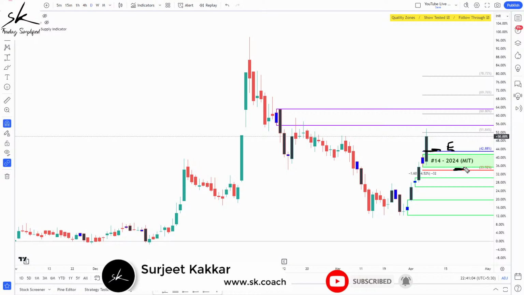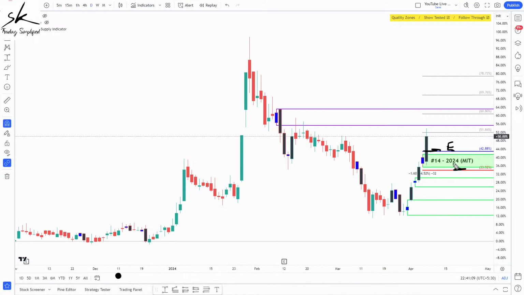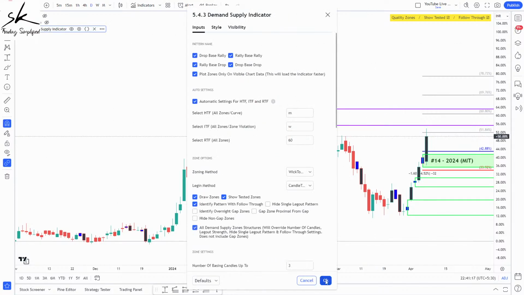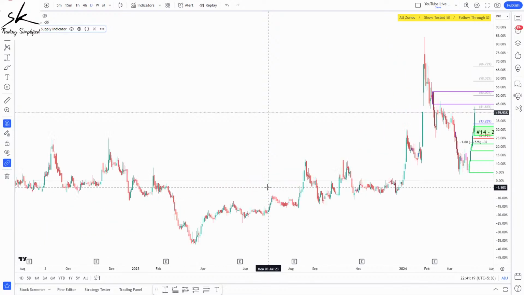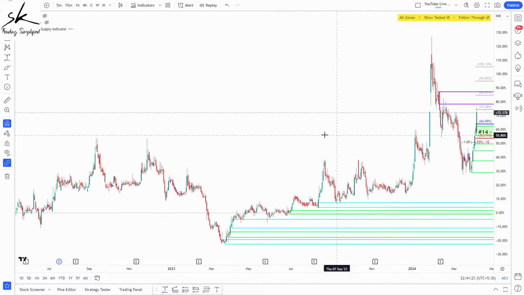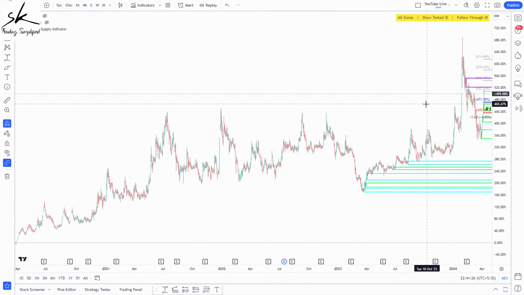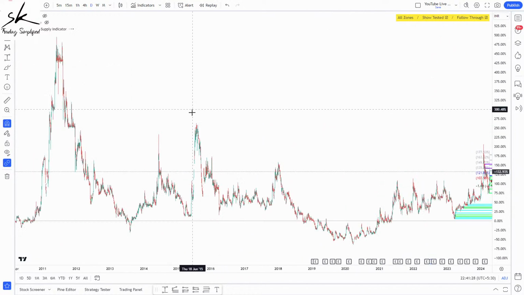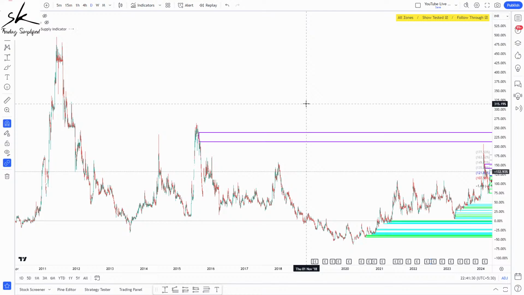Now, if you talk about the target, it is always your opposing fresh area, which is available on the lower time frame. Now, in this case, you can see this is a tested area. So if I want to look for fresh, I can zoom out. Plus, for targets, you don't require quality zones. Any demand zone, any supply zone which is fresh will do. So let's change these settings to all zones, and let's wait for a few seconds. So you can see we don't have any fresh areas here. If I zoom out further, now we might have some fresh areas which will start coming up.